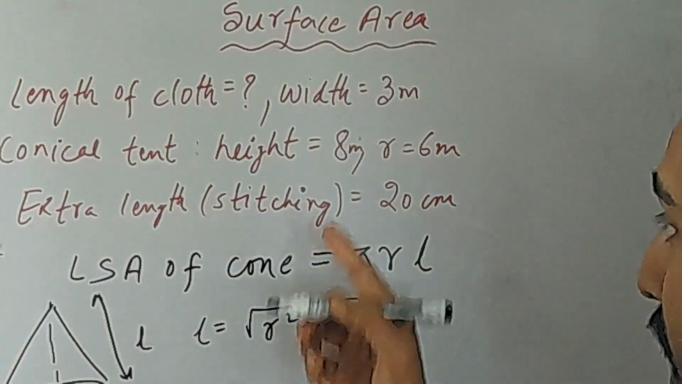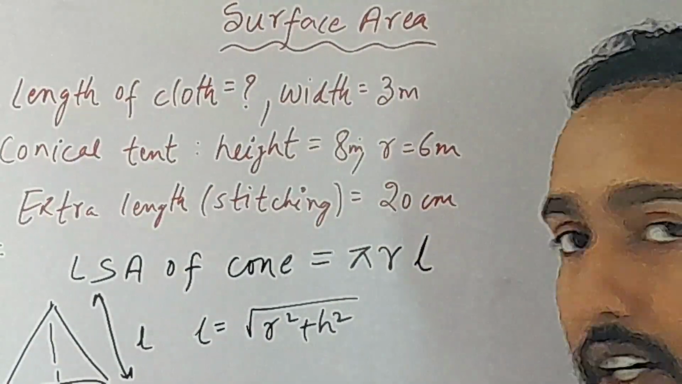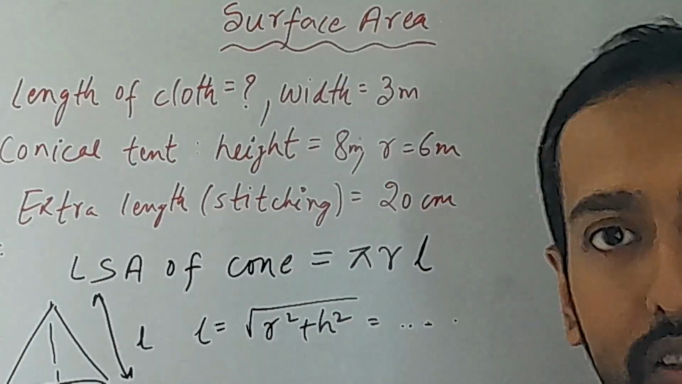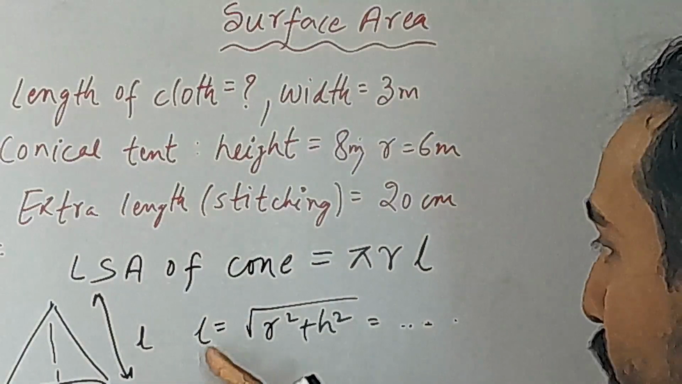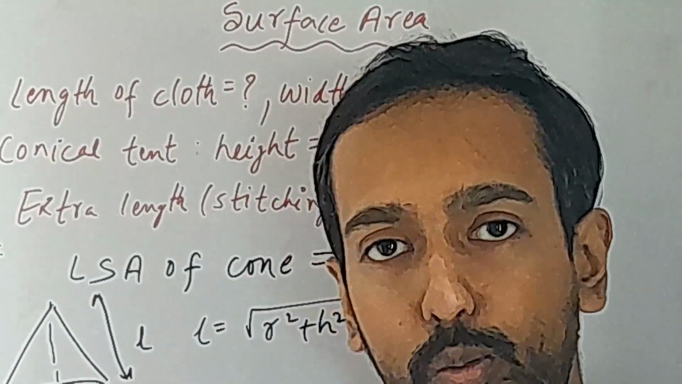Now, since R and H are already given in the question, we can easily find the value of the slant height. So first we will find the value of the slant height, and then we will use the value of L in this formula to find out the lateral surface area of the cone. So this will be our first point.